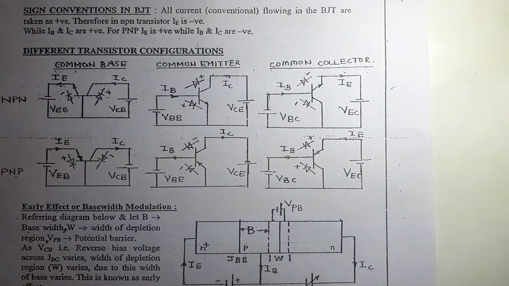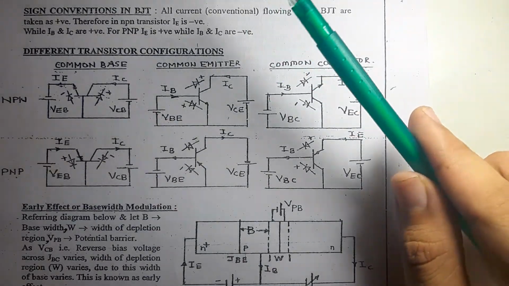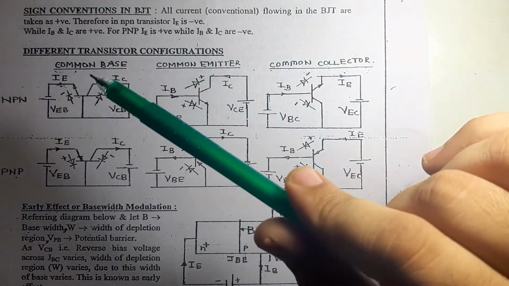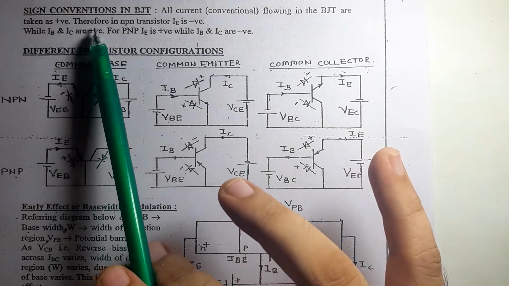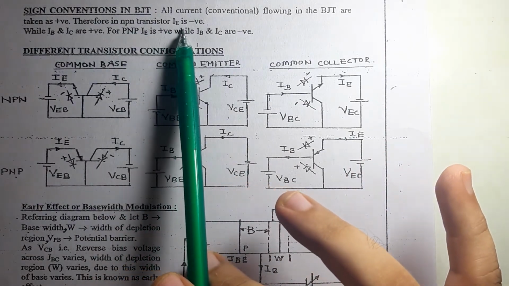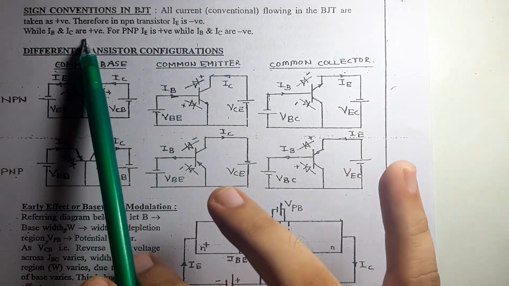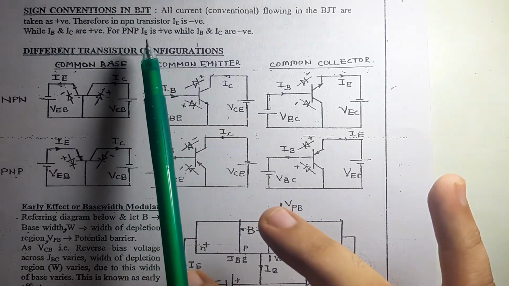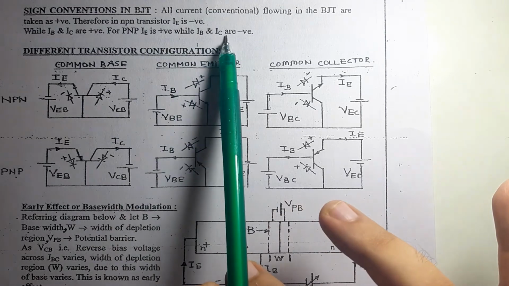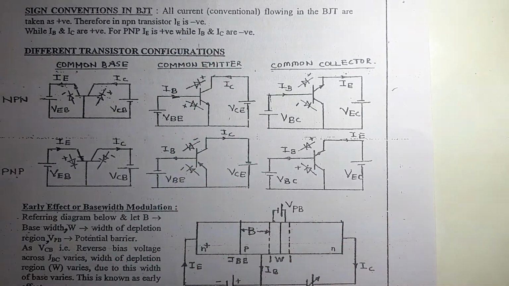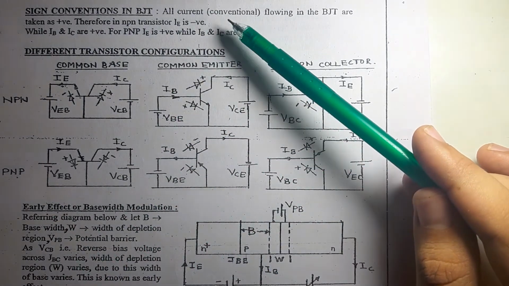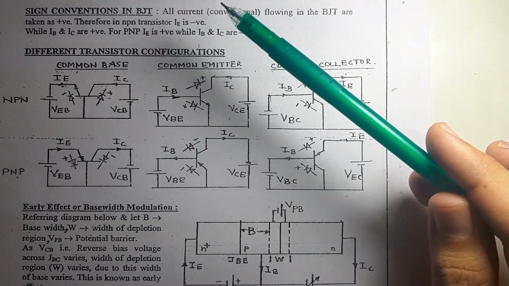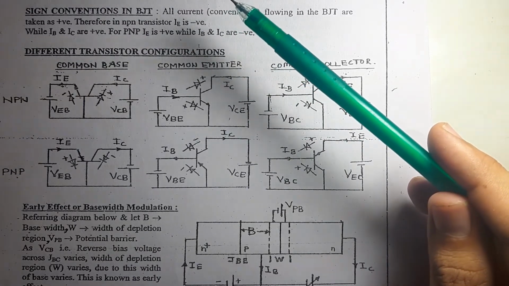Sign conventions in BJT. Now all the current that is conventionally flowing in the BJT are taken as positive, therefore in NPN transistor IE is negative. While IB and IC are positive for NPN, for PNP transistor IE is positive while IB and IC are negative in nature. Now we don't need to worry about that, because whenever we do practicals also, your IE will turn out to be positive, so don't worry about it.